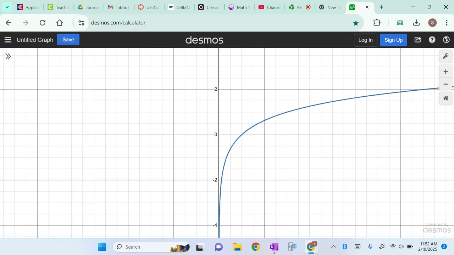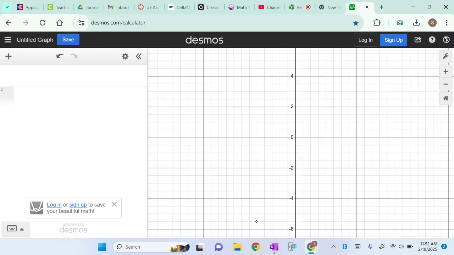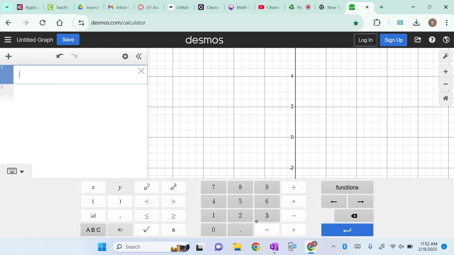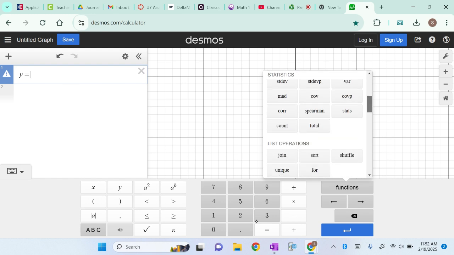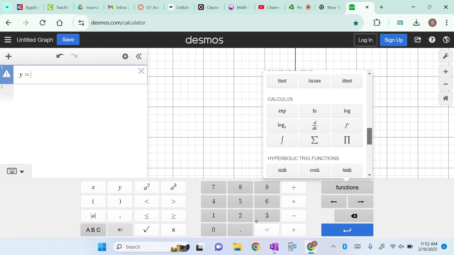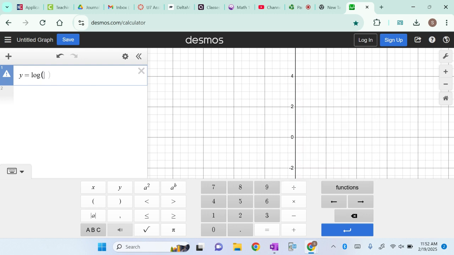So if I'm looking at my calculator, I'm going to delete these two. I'm just going to type in y equals, go to my functions. And since we have log base 10, I'm just going to hit the common log key, put in x, and there we go.